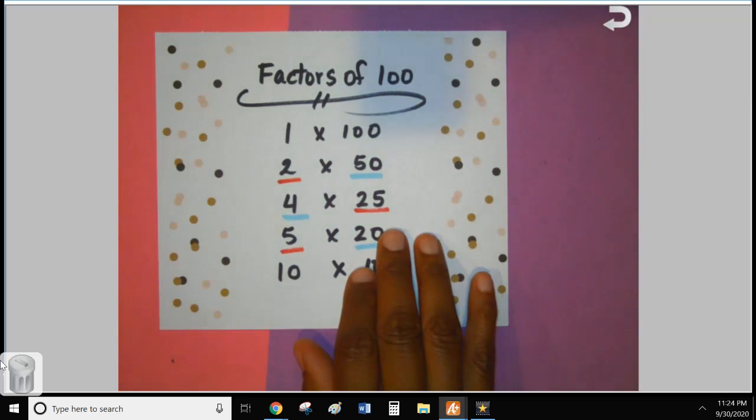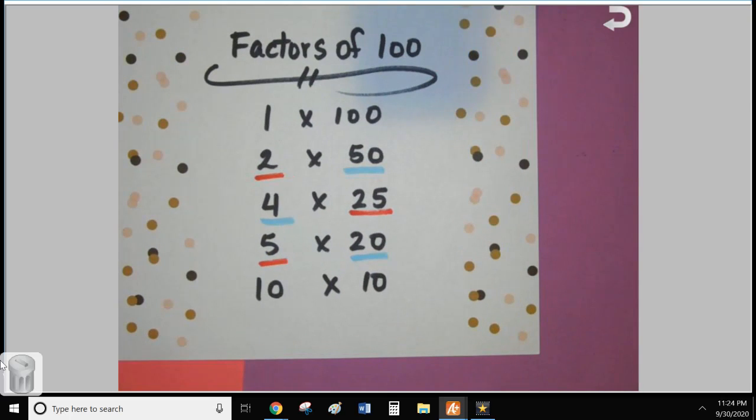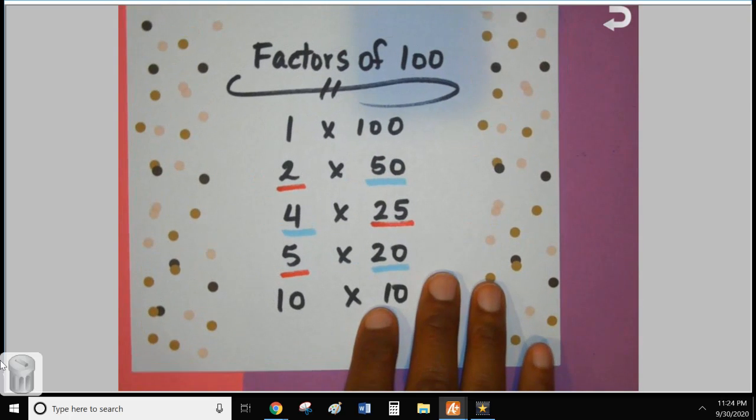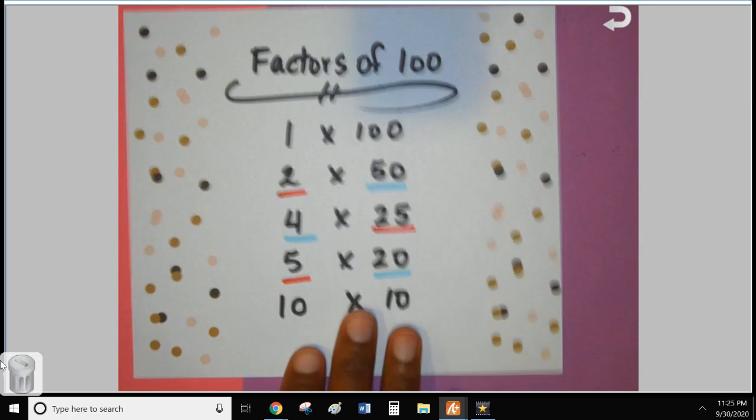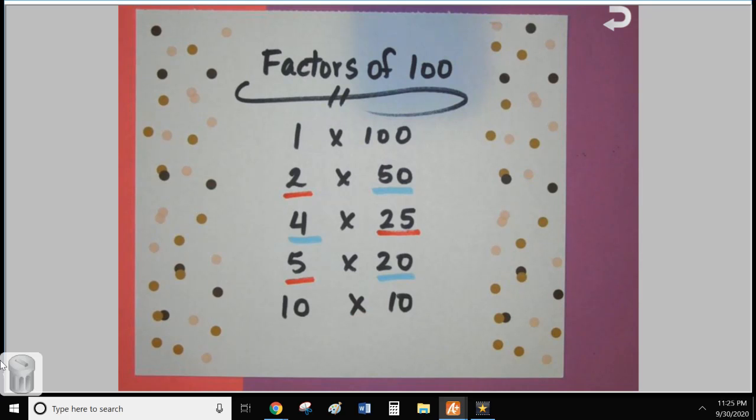First, we need to look at the factors of 100. Why the factors of 100? I'm glad you asked. We look at the factors of 100 because percent is out of 100. So when we are going from a fraction to a percent, we're talking about something out of 100. And if we know what it is out of 100, then we can also write it as a decimal.